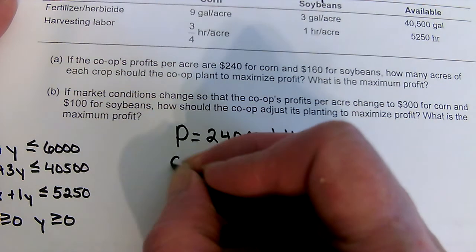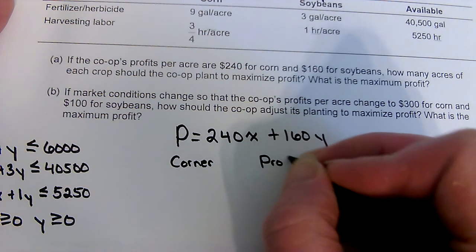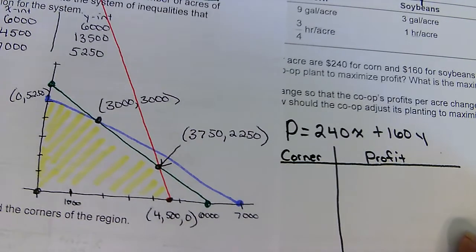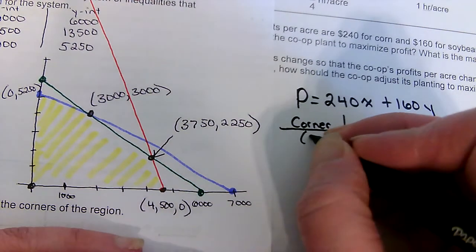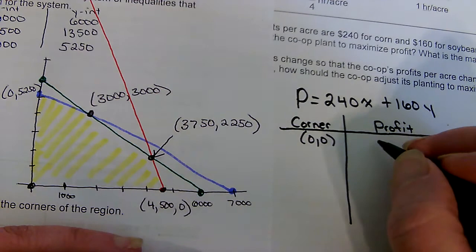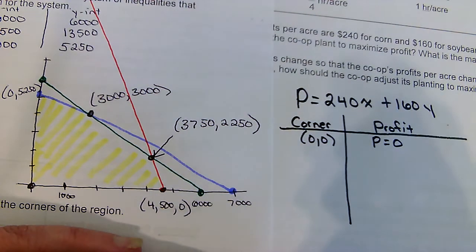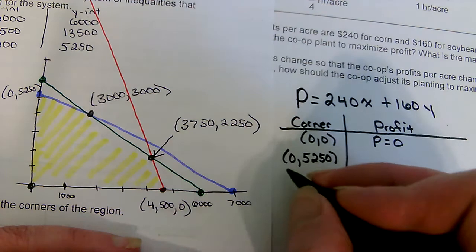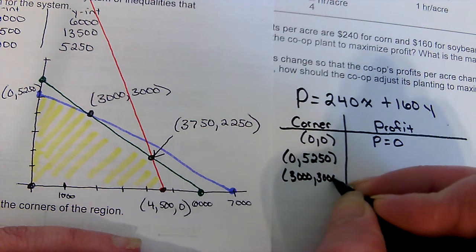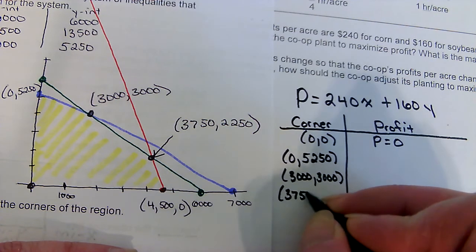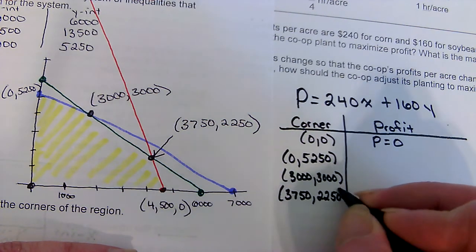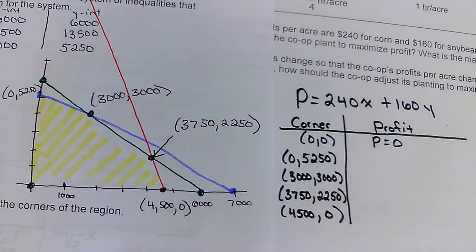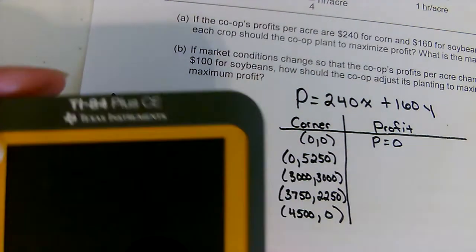So let's talk about our corners and the profit at each corner. So I'm going to pull back up my graph, and we need to actually write down all the corners. Even 0, 0, which that's going to give me a profit of 0. So that's my minimum. I also have the point 0, 5,250. I have the point 3,000, 3,000. I have the point 3750, 2250, and 4,500, 0. And we're going to test each of those in that equation.